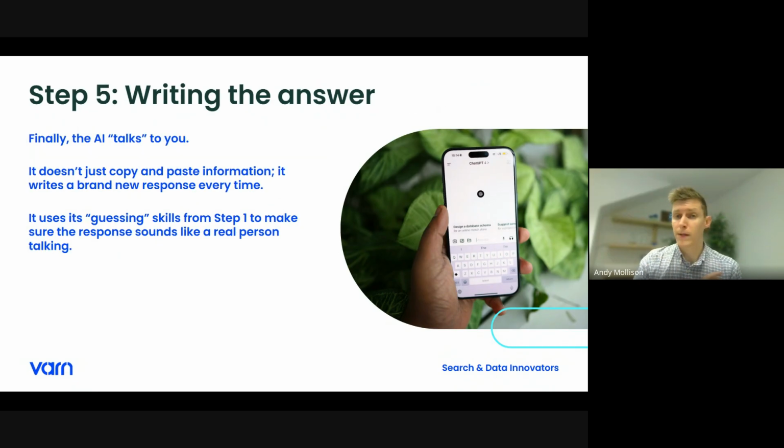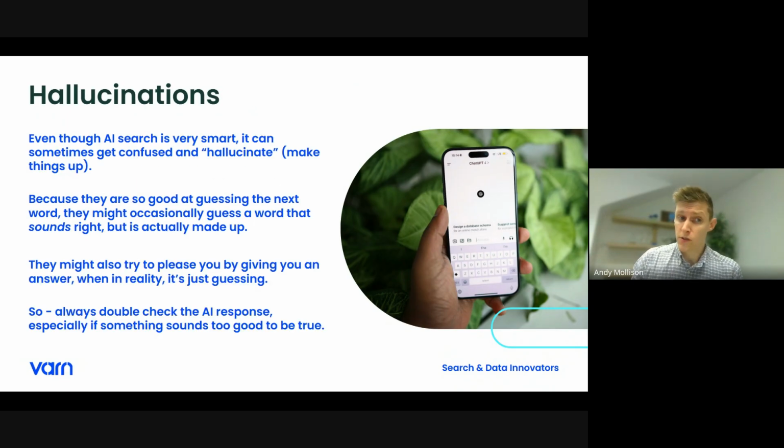It doesn't copy and paste the information every time. It writes a brand new response every time. So it's using its guessing skills from step 1 to put together the story, the answer that it wants to give you based on the information it's found. It's putting those words together into what normally people would say. And that's important because it can lead to hallucinations. You've probably all seen these. This is really where AI is getting confused and is making things up.